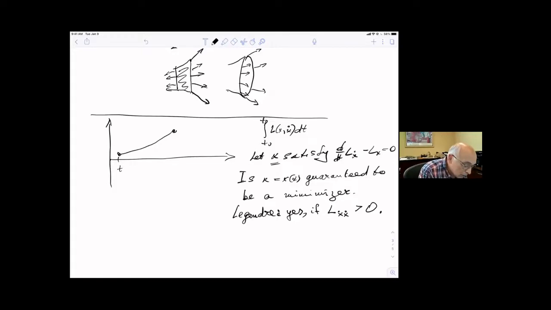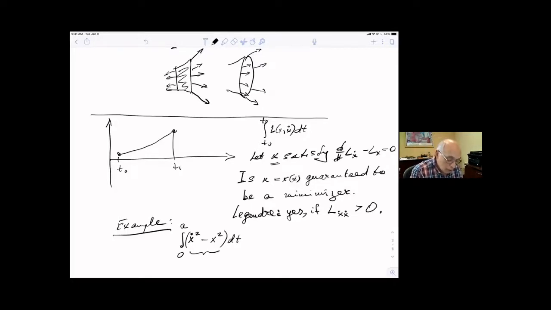And so, for example, let me give you the simplest example. Let's take L to be just the difference of squares, x dot squared minus x squared, dt from, let's say, 0 to some number A. So this is our L.